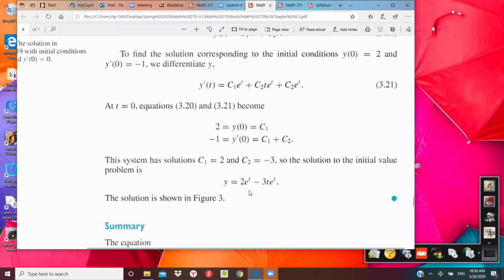So can anybody confirm if you got the same general, actually, this is the particular solution? Did everybody get the same particular solution? I got that. Excellent, thank you so much.